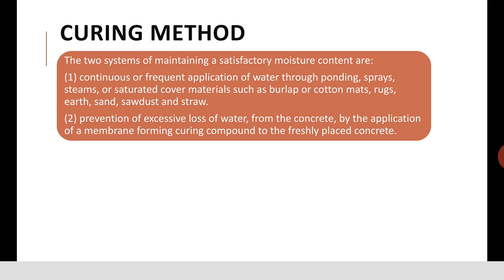Method number 1: continuous or frequent application of water through ponding, spray, steam, or saturated cover material such as burlap, cotton mats, rugs, earth, sand, sawdust, straw. Method number 2: prevention of excessive loss of water or moisture from the concrete by the application of membrane forming curing compound to the freshly placed concrete.